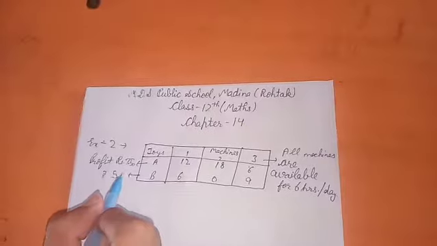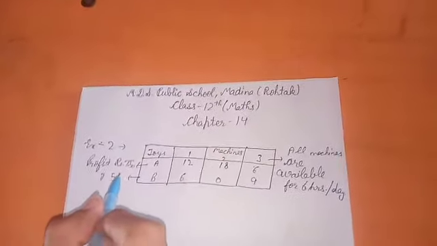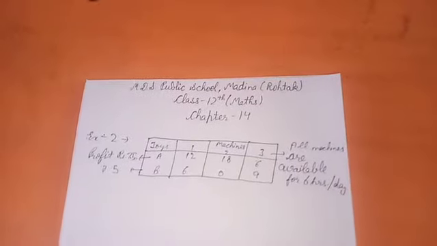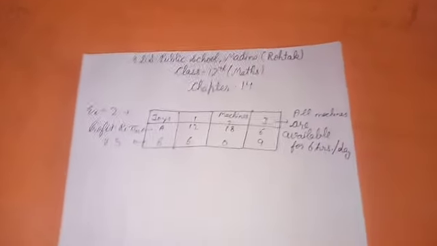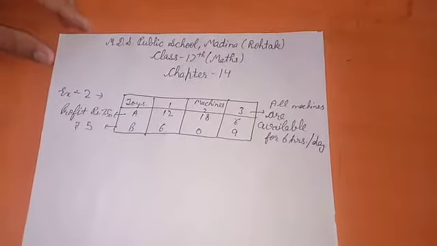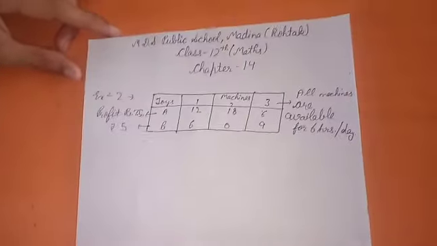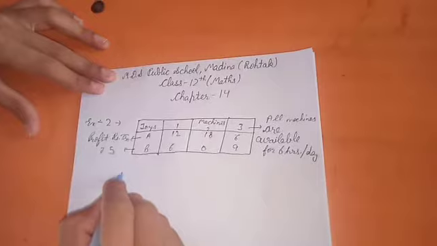Show that 15 toys of type A and 30 toys of type B should be manufactured per day to get the maximum profit. Okay. Means we will solve this. First of all, we are going to solve this question by making a table. First of all, we will make a table.